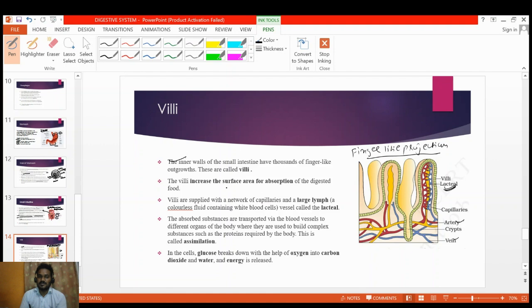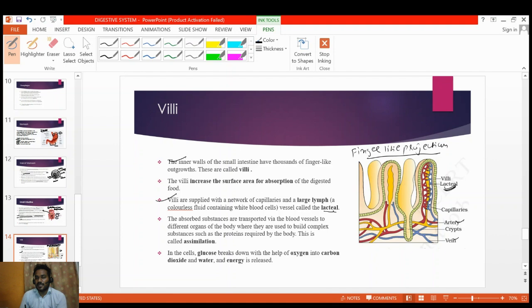Second, as they are present in a million in number, they are responsible for increasing the surface area. As they increase the surface area, they are very potent for the absorption of food. They are also richly supplied with blood vessels and lymph vessels, also known as the lacteal, which is one of the biggest ones.